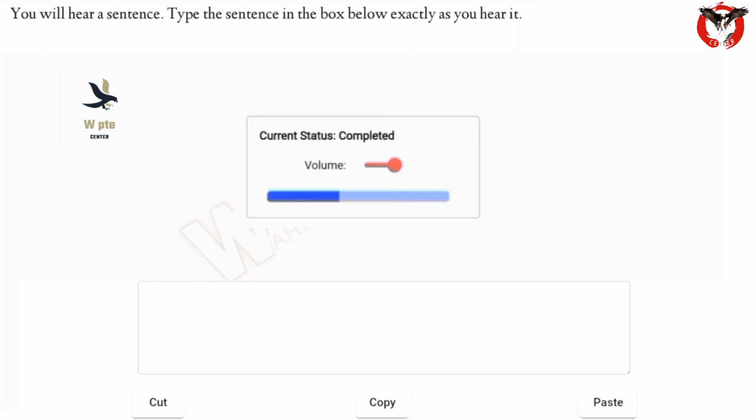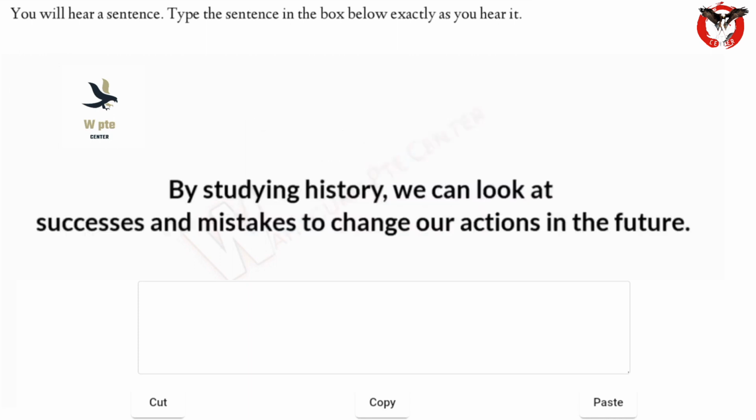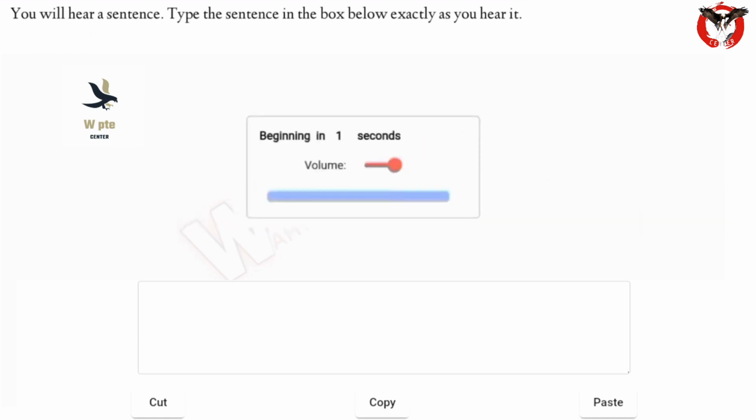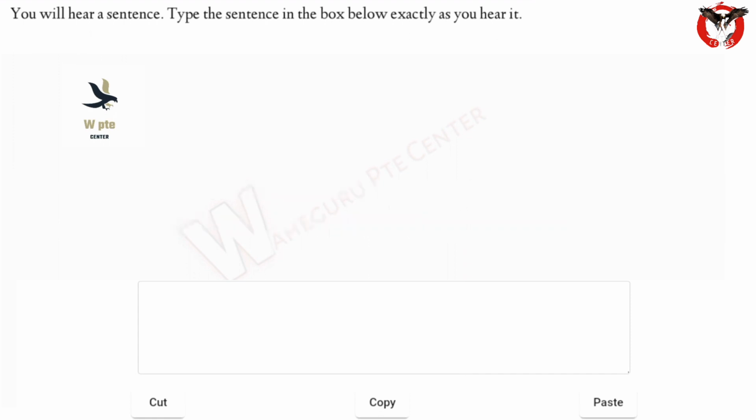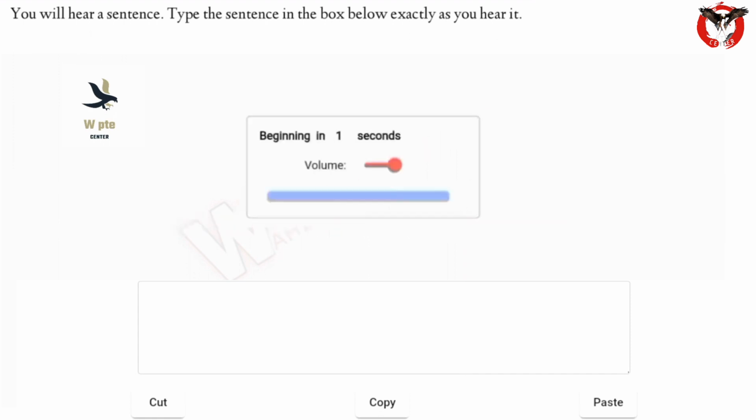By studying history, we can look at successes and mistakes to change our actions in the future. Novelists have a major role to play in reflecting their time to their readers. Leading companies have changed their policies after reports were released.